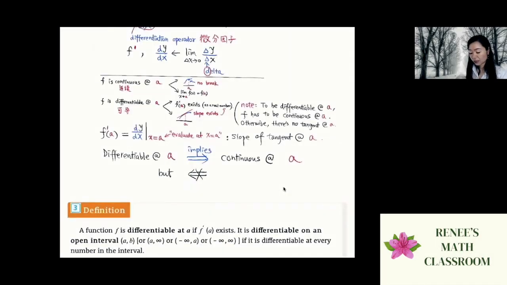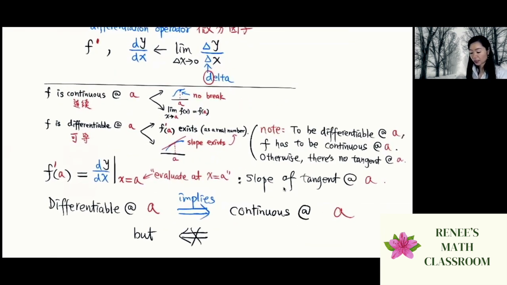We say that a function is continuous at a. If you look at the graph, you see there's no break at this a over here. The definition is that the function is continuous at a when the limit of this function as x approaches a is equal to f of a. That means you can directly substitute a into this function to find the limit.